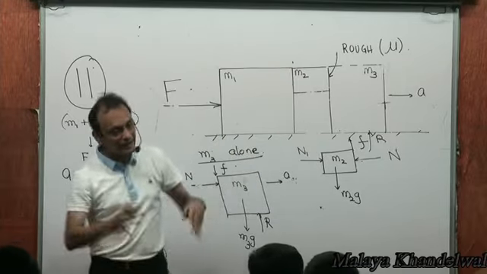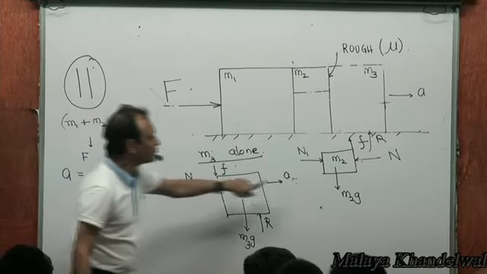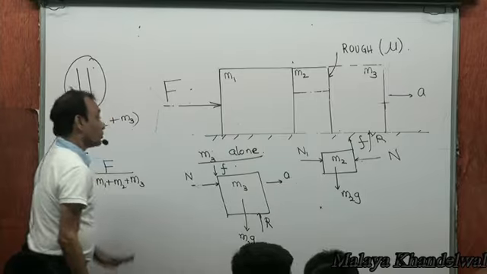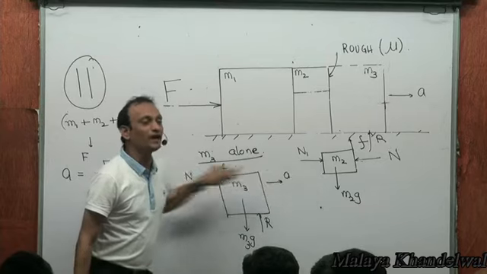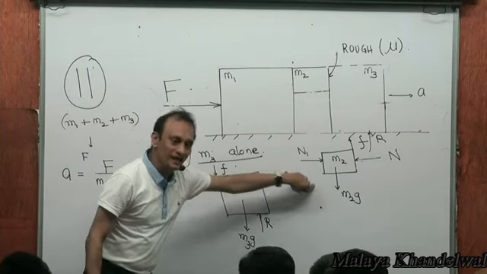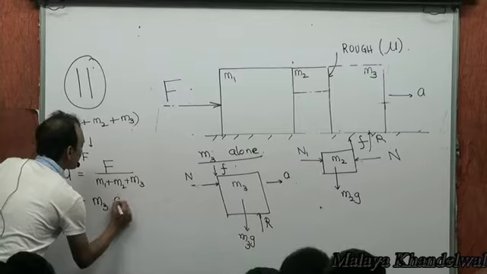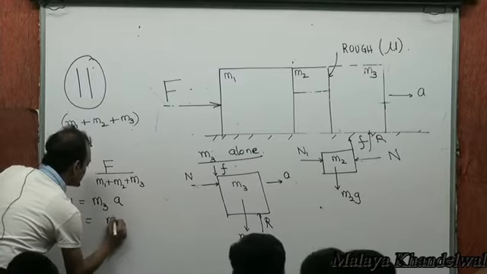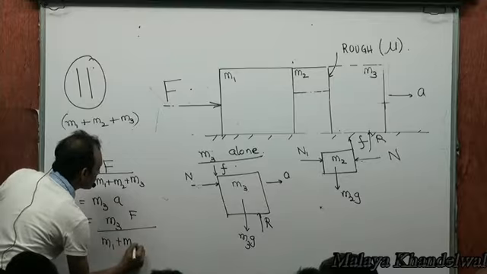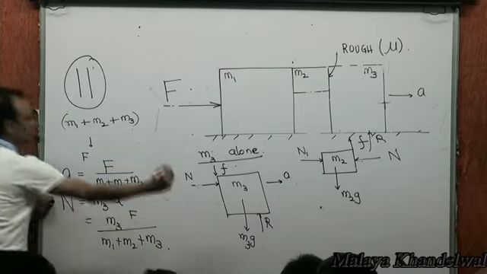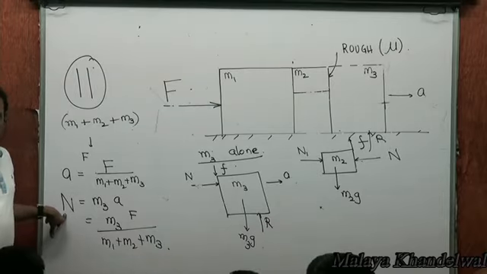M3 has the same acceleration. All entities have the same acceleration, of which we have knowledge: F by M1 plus M2 plus M3. So I have knowledge of a. Therefore, I know what N will produce a on M3: M3a. So N is M3a, which is M3 into F divided by M1 plus M2 plus M3. That's N. Are you okay with this?